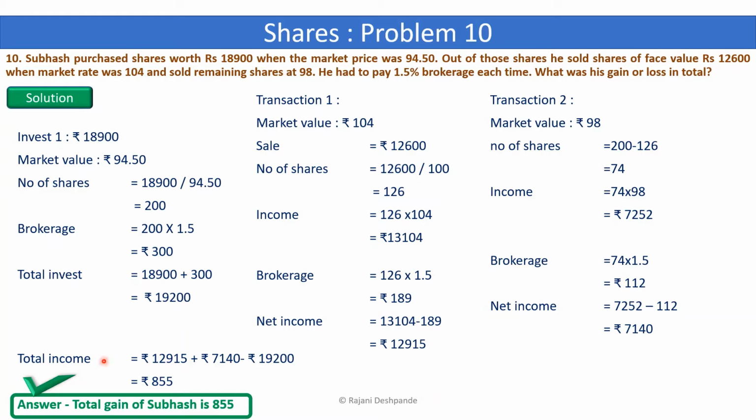So his total income is 12,915 plus 7,140, minus his investment, which was 19,200. So you have to minus that. So minus 19,200, he will get 855 as a profit. So his total gain is rupees 855.